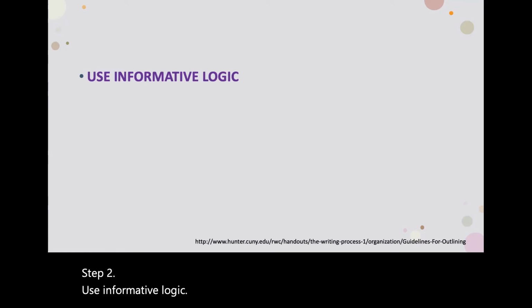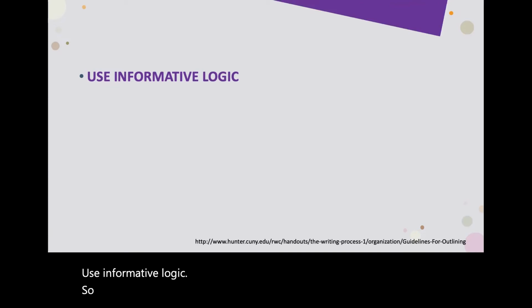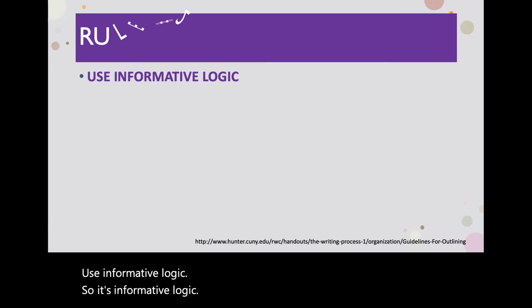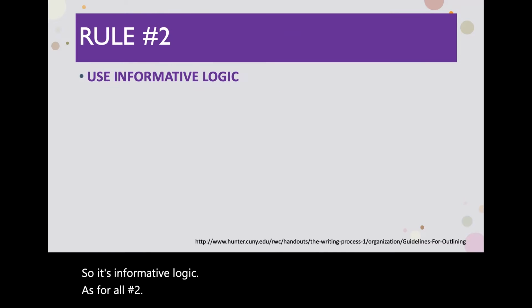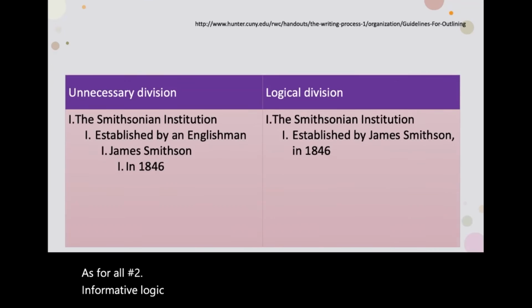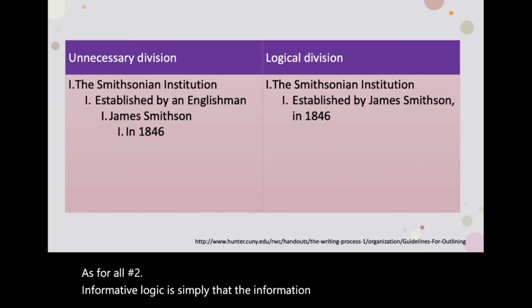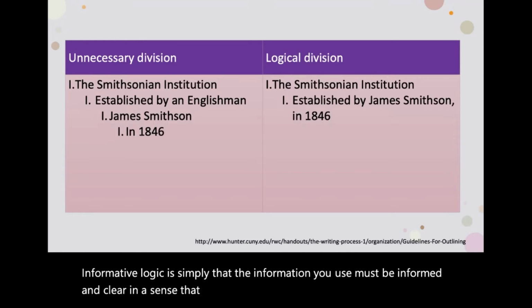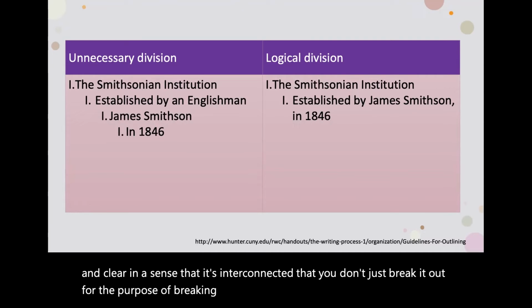Use informative logic. So what is informative logic? That's rule number 2. Informative logic is simply that the information you use must be informed and clear in the sense that it's interconnected, that you don't just break it out for the purpose of breaking it out and dividing it unnecessarily.